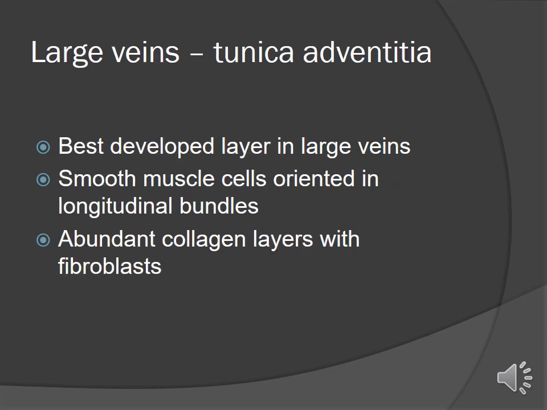The tunica adventitia of veins is the thickest layer of the vessel wall. This part is composed of collagen and elastic fibers. Numerous fibroblasts are also present in this part. Tunica adventitia also contains longitudinally disposed smooth muscle cells.